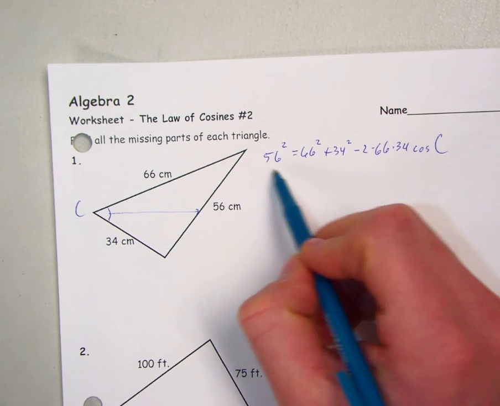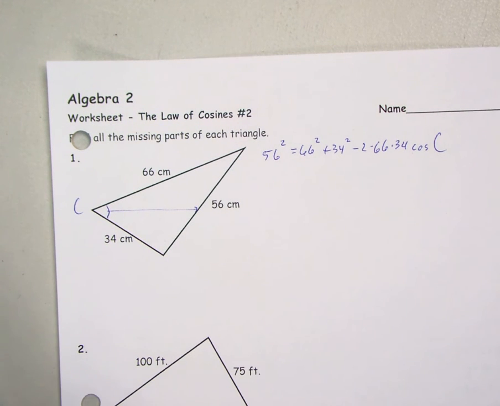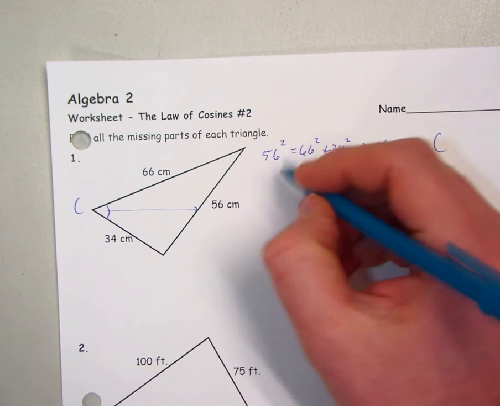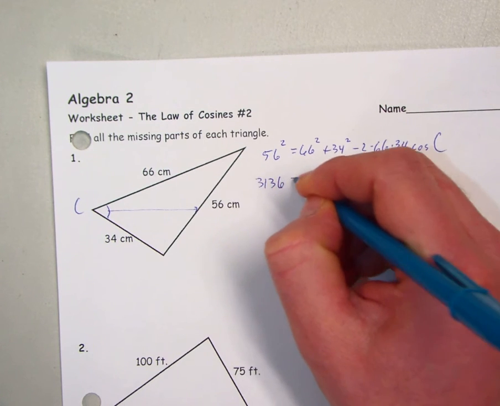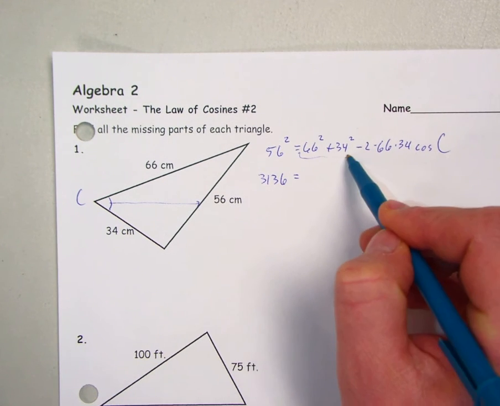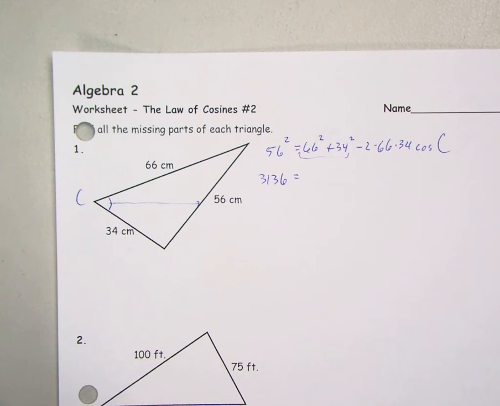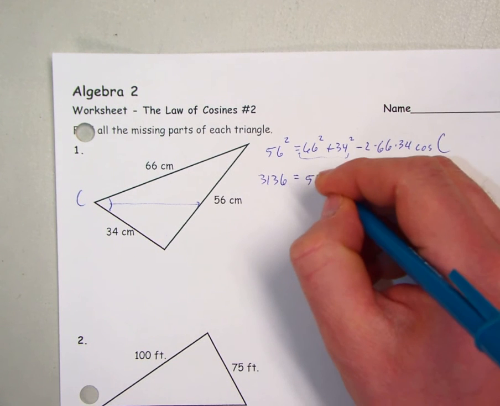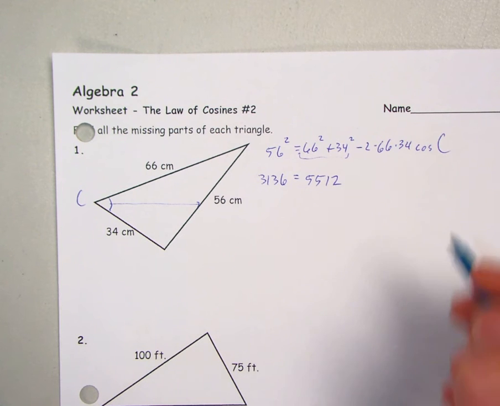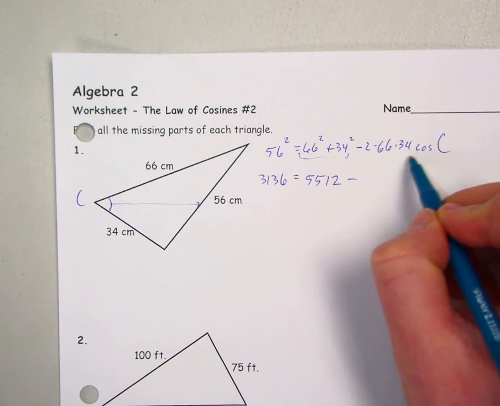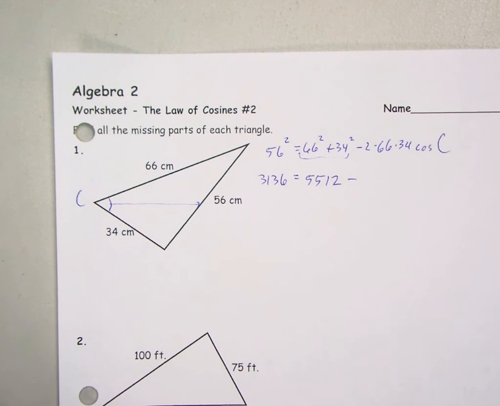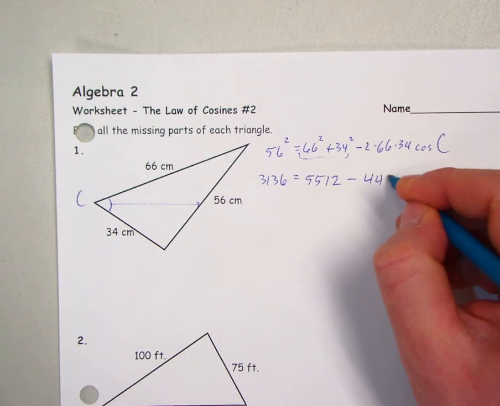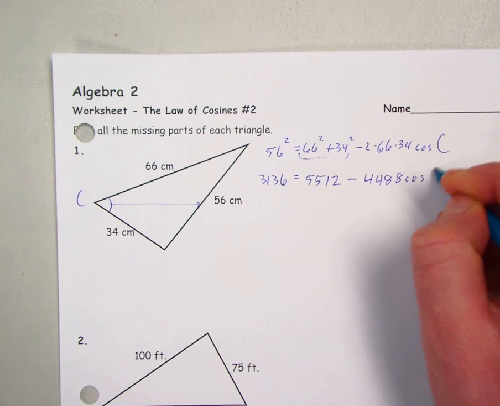Remember, we have chunks of numbers that go together. So 56 squared is going to be 3136, is equal to. The first chunk are the numbers that are added together. So 66 squared plus 34 squared, like that, is going to be 5512. Minus the second chunk, the numbers that are multiplied together. So 2 times 66 times 34 should be 4488 cosine of angle C.